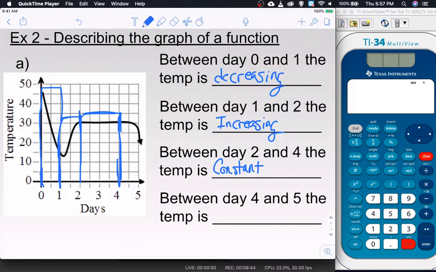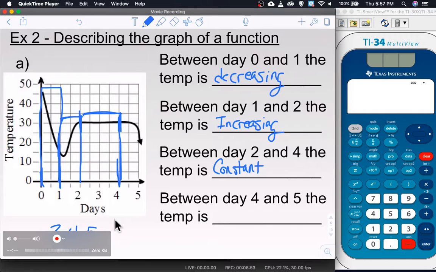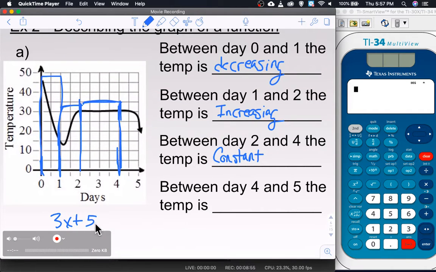Something that is constant in math doesn't change. Typically, it also means there's no variable. So like in the expression 3x plus 5, this 5 is considered a constant because it does not have a variable attached to it. The variable can change. This one will never change. It is a constant.